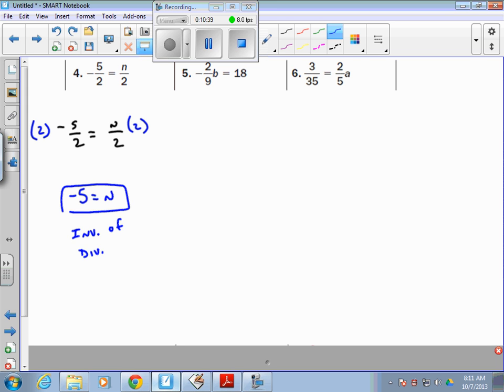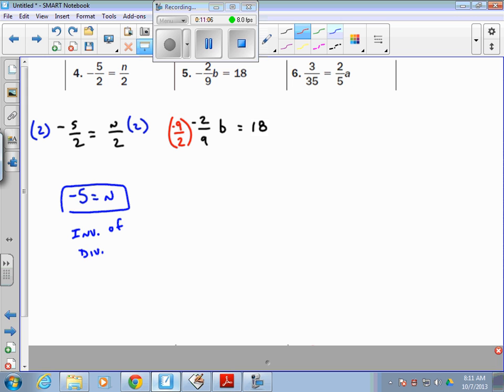Negative 2 over 9b equals 18. So this is one we're going to speed up a little bit. And it says negative 2 over 9 times b. Instead of dividing it by negative 2 over 9, all we're going to do is multiply by its reciprocal. So negative 2 over 9 times b equals 18. Undo negative 2 over 9 times something by multiplying by its reciprocal, negative 9 over 2. Again, it doesn't matter where you put the negative.